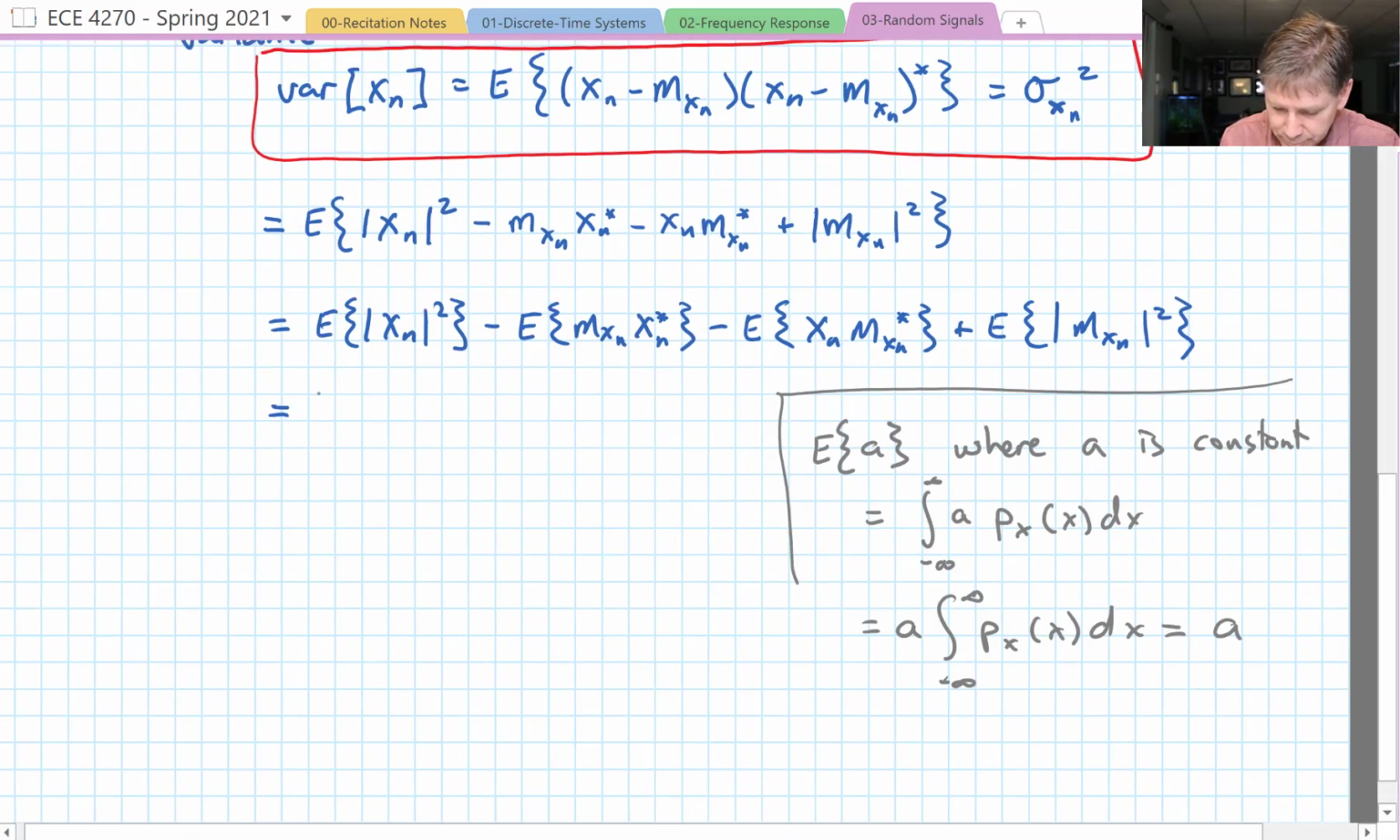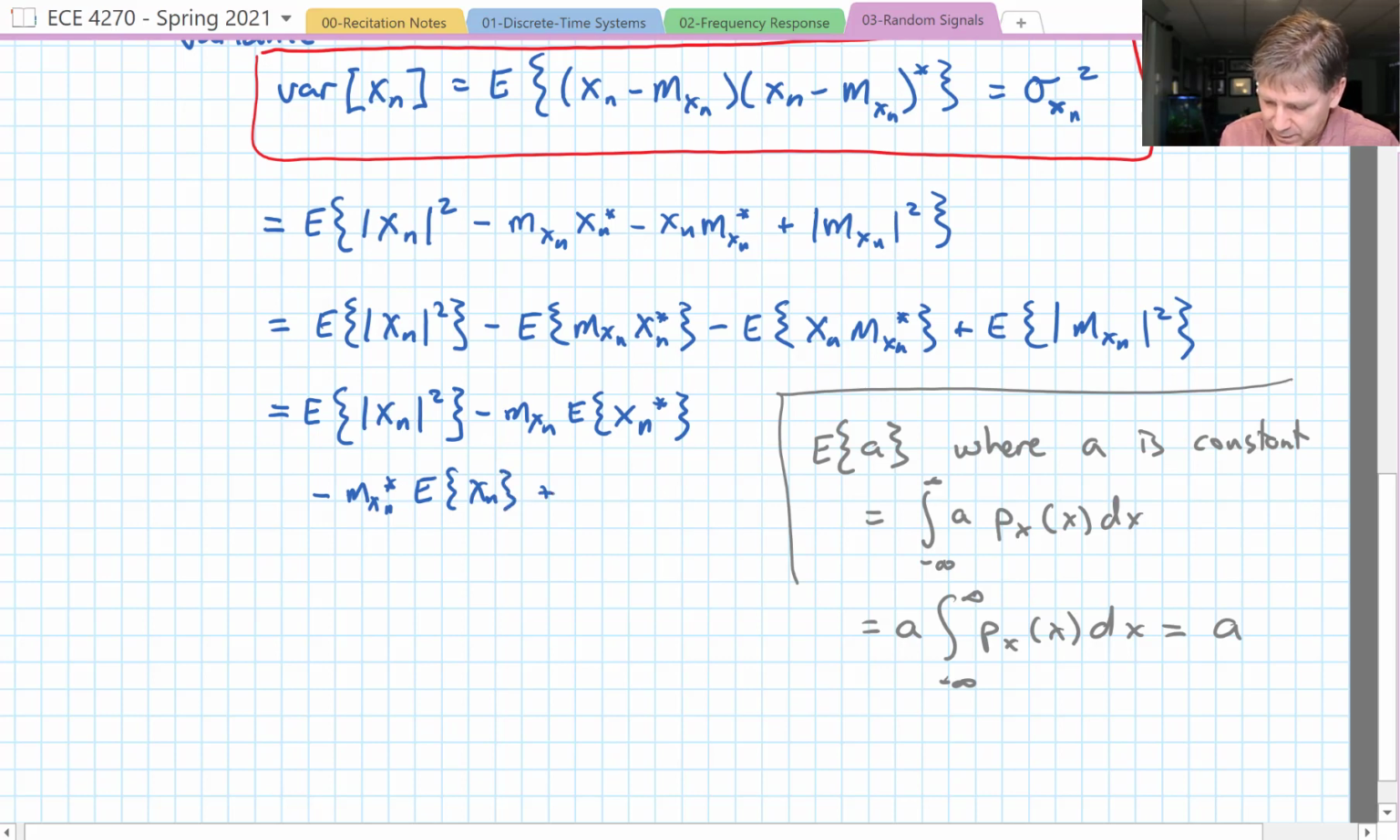So how does that apply here? Well, it doesn't help us with this first value, but with the next one, we can pull out the m_x, which is a constant at this point. We've determined what the mean is. The mean might be 7 or whatever it might be. And then we have the expected value of x star minus m_x[n] star times the expected value of x[n] plus the expected value of a constant squared is just going to be that constant squared. So m_x[n] squared. Finally, this is going to be m_x[n] star, and this will be m_x[n].